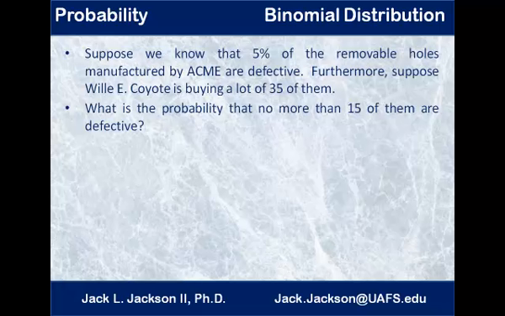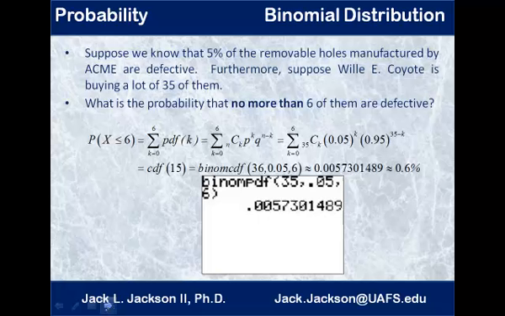Now let's think about this a minute. When you say no more than 6, you can't get bigger than 6, but it could be 6 or less. So we're doing the probability that x is less than or equal to 6. One way you can do this is the way we just did it, either without the CDF or with the CDF. Figure it out for 0, 1, 2, 3, 4, 5, and 6, and then add all those up.